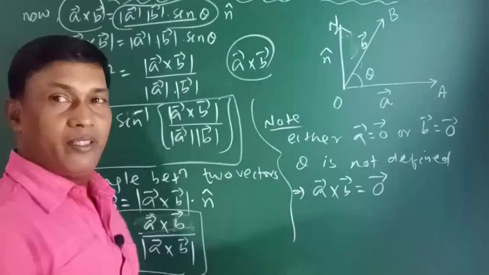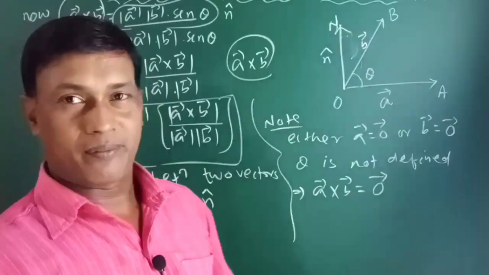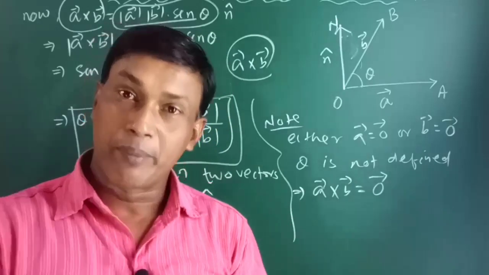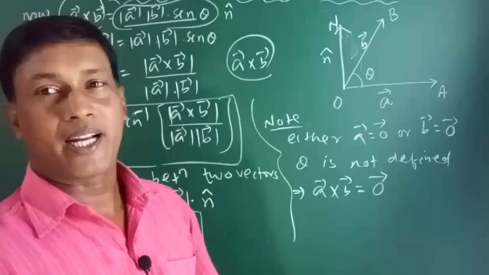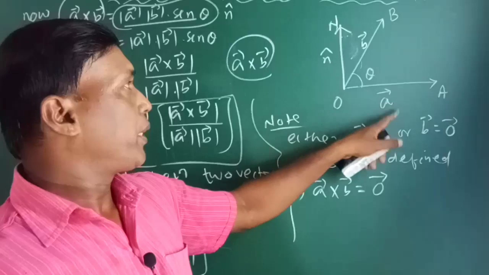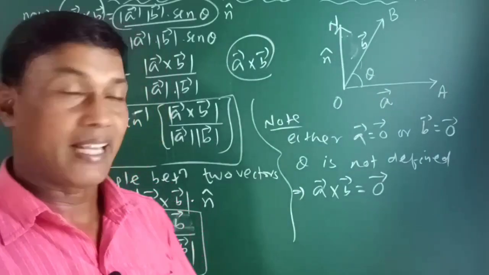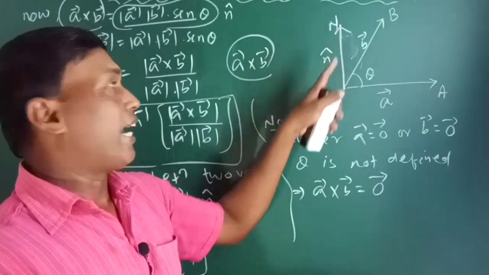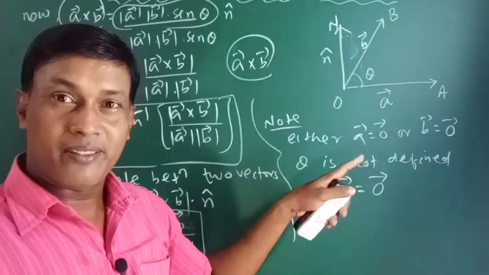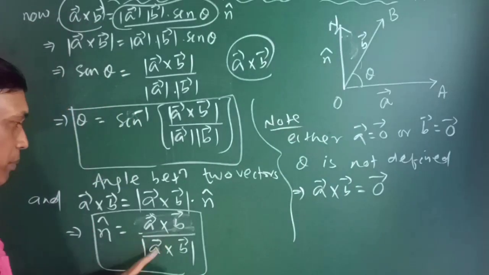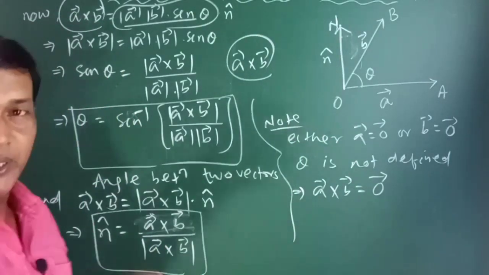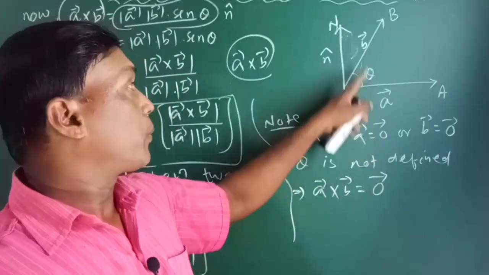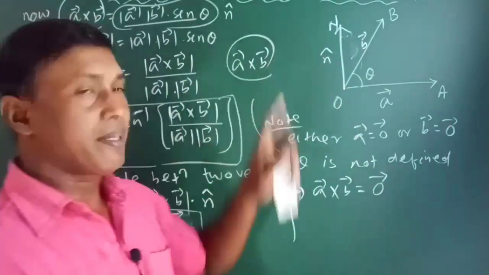A cross B is perpendicular to A and B. But if the question is to find a unit vector perpendicular to A and B, a unit vector perpendicular to A and B means that the unit vector is along A cross B, and the unit vector along A cross B is n cap, A cross B by magnitude of A cross B. So dear viewers, the unit vector perpendicular to A and B is n cap.